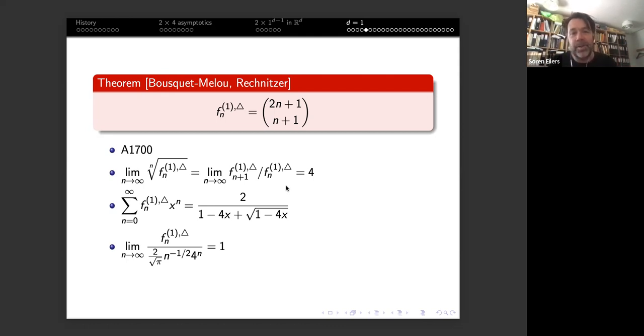Now it's very easy to compute that the nth roots of these numbers and the successive quotients will converge to 4. And there's a generating function, which means that if you take these numbers and put them in front of the coefficients in a power series, like I outlined before, you get a very nice expression. It's 2 over 1 minus 4x plus the square root of 1 minus 4x. And actually, you can get everything, right? Stirling's formula for n factorial is hiding in here. So you get the constants that I was after.